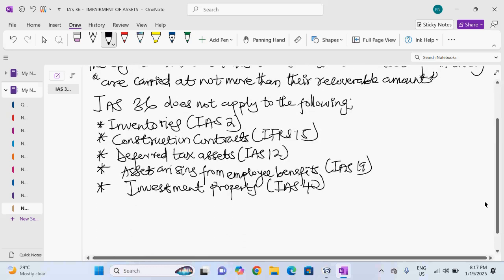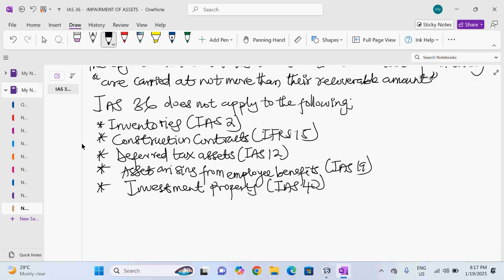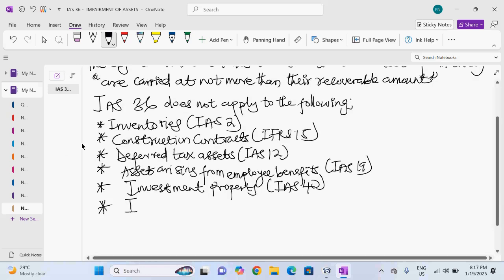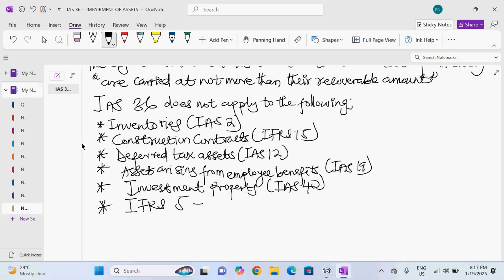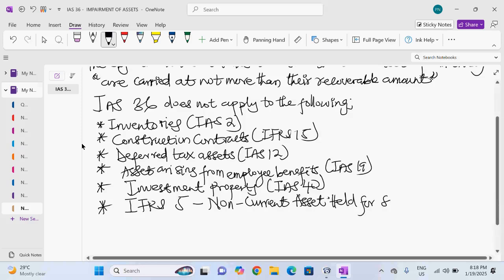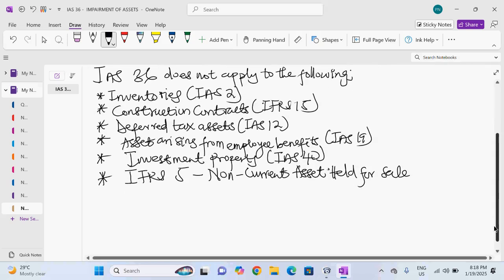What else? It doesn't relate to IFRS 5, which we talked about in our last meeting. So IFRS 5 is what? Non-current assets held for sale.